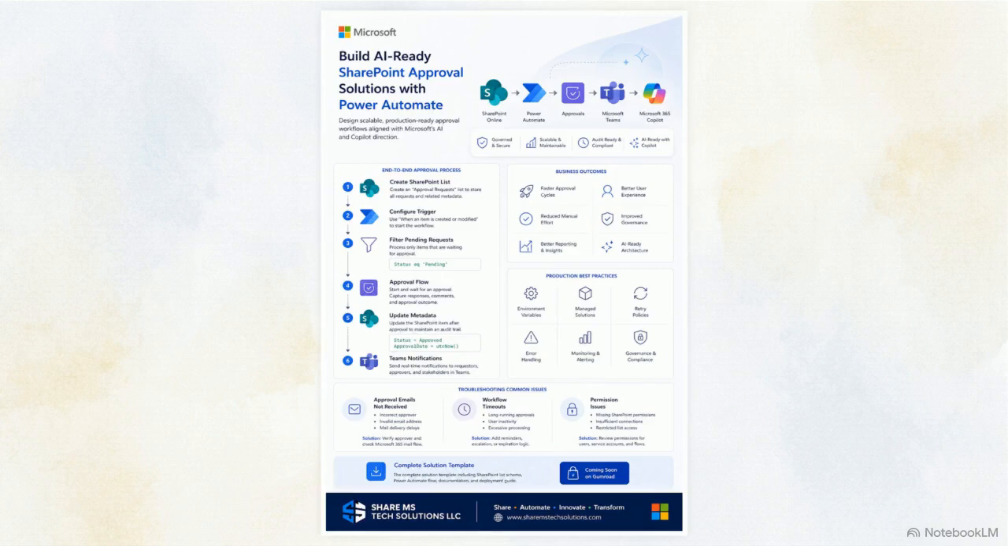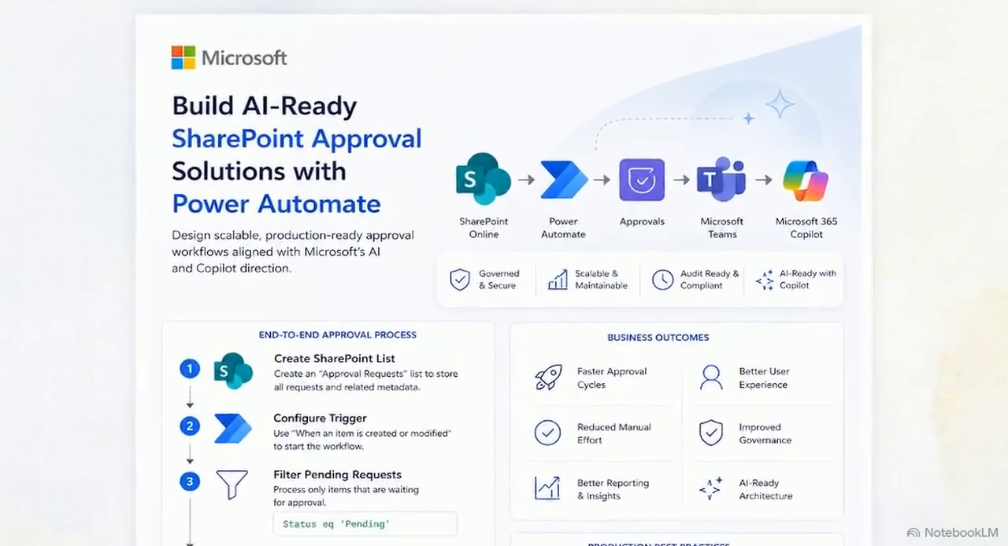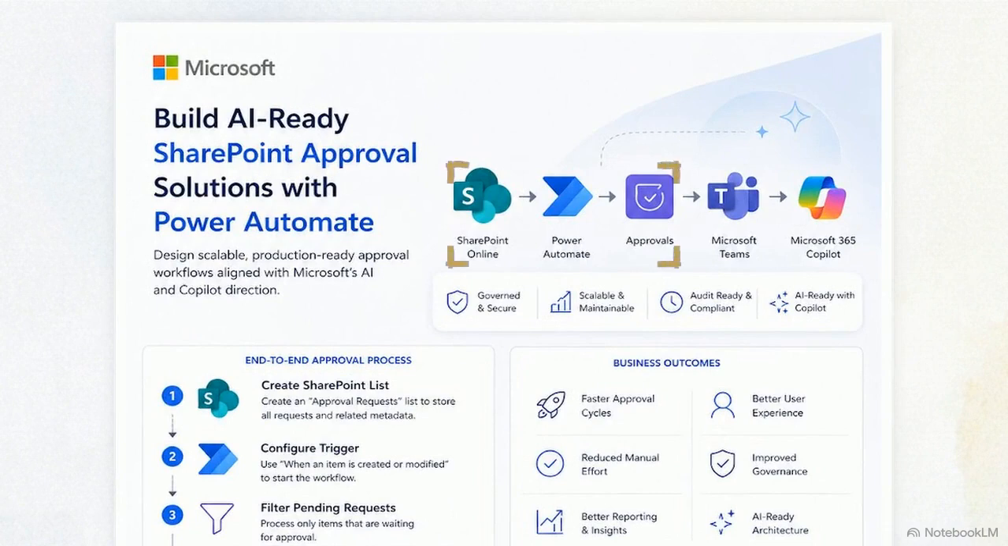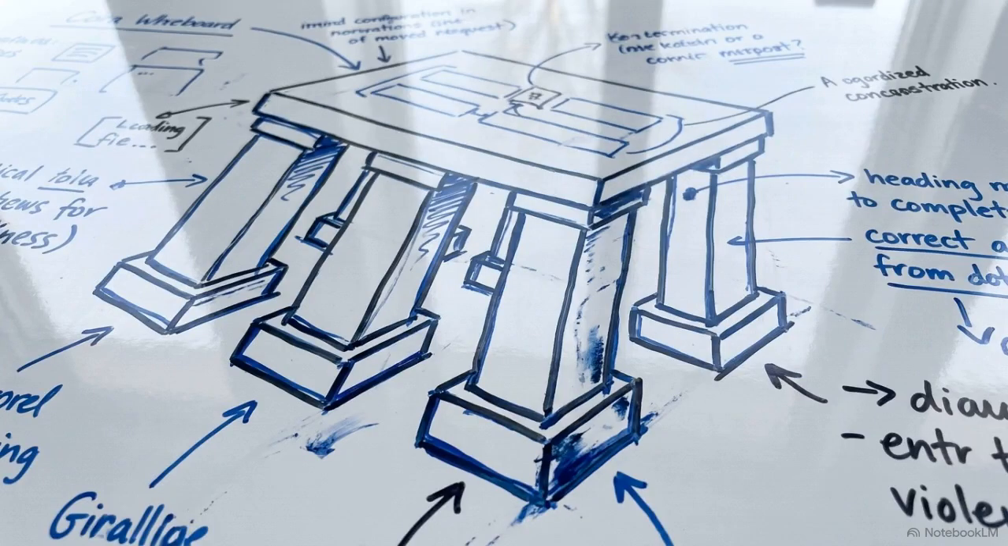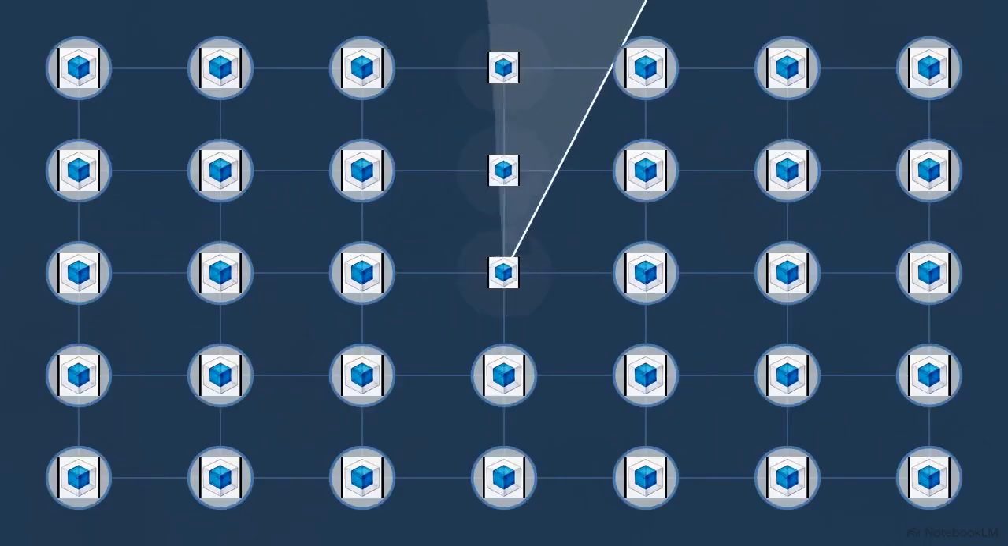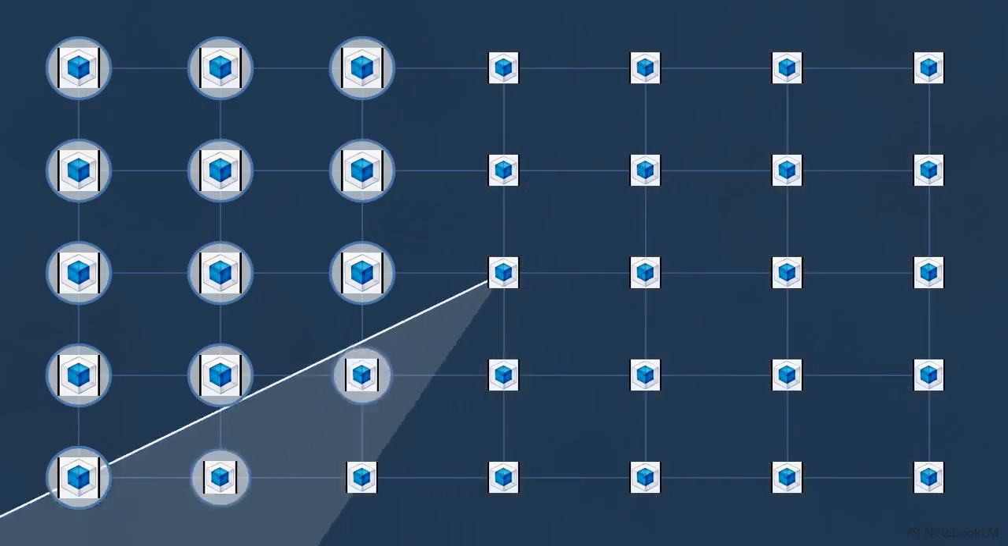This blueprint details transitioning from basic, single-step email triggers to a production-ready approval solution for an AI-driven environment. The top-level flow maps the data journey, starting in SharePoint Online, routing through Power Automate and approvals, surfacing in Microsoft Teams, and preparing data for Microsoft Copilot. Following this specific 6-step architecture provides the structural framework needed for a system that can scale across an organization while remaining accessible to Copilot's indexing.